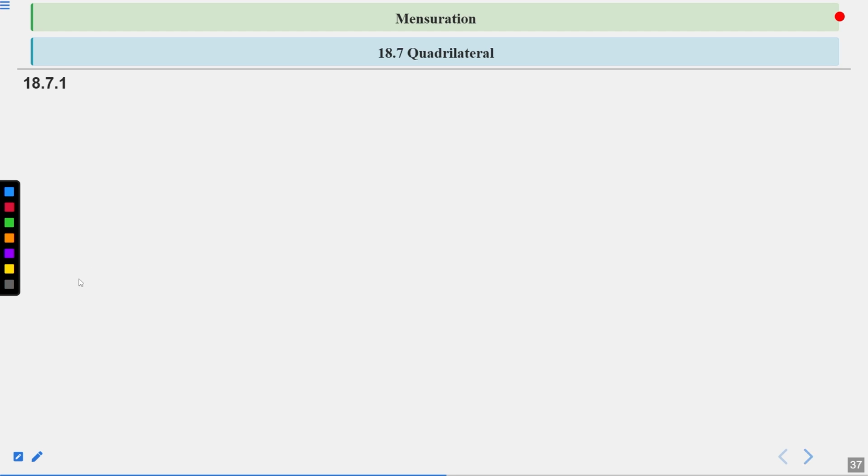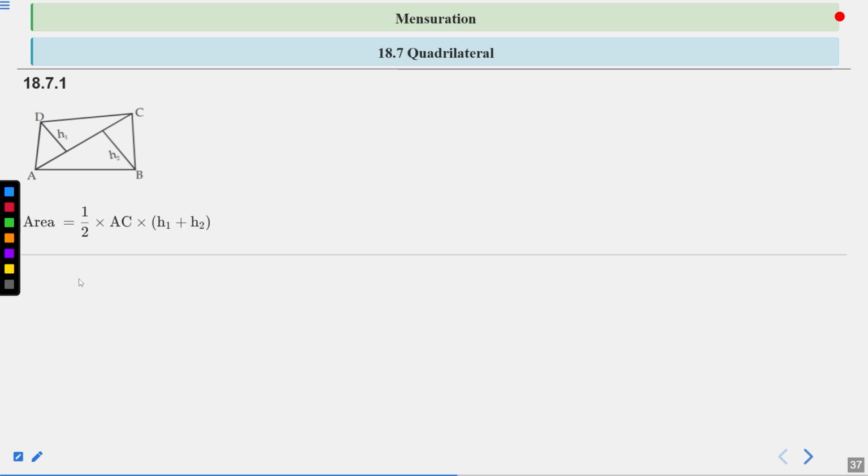Next one, quadrilateral 18.7.1. So this is the diagram of a quadrilateral. The quadrilateral means a bounded figure with 4 sides. So the area of any quadrilateral we calculate by using the formula 1 by 2 into AC multiplied by (h1 plus h2), where h1 and h2 represent the perpendiculars on side AC. So we get the area of the quadrilateral.